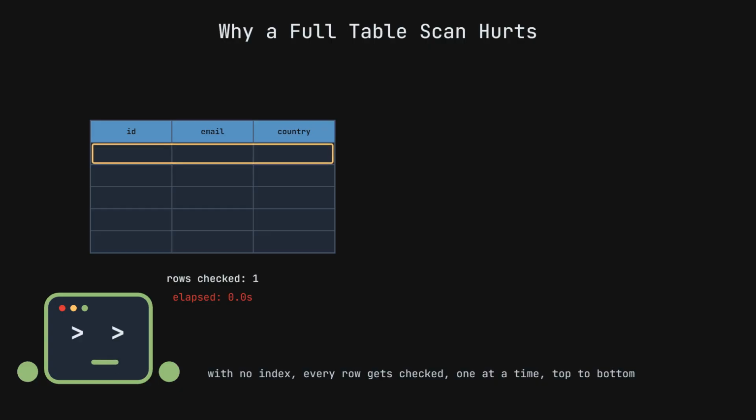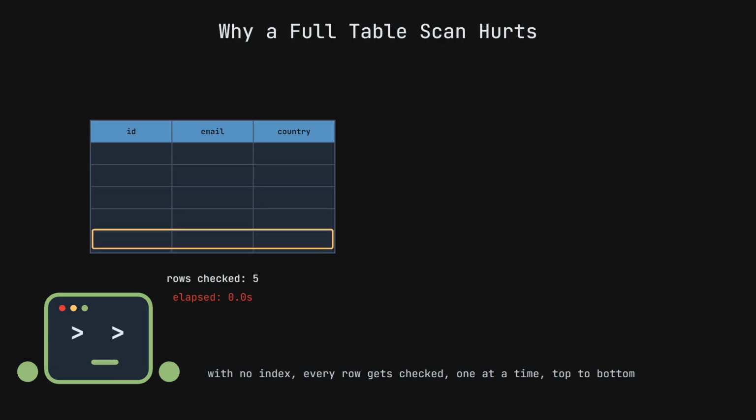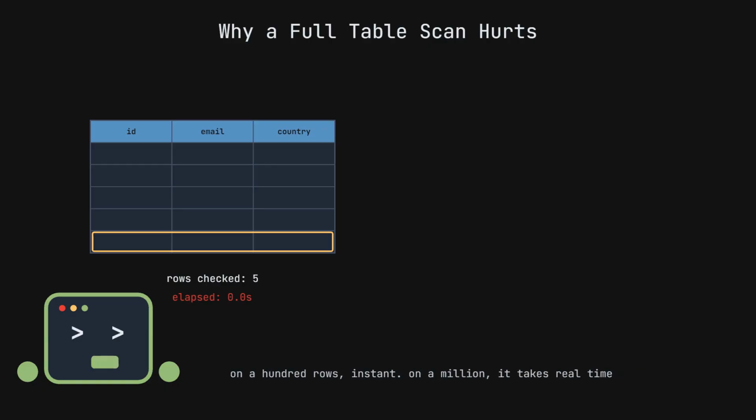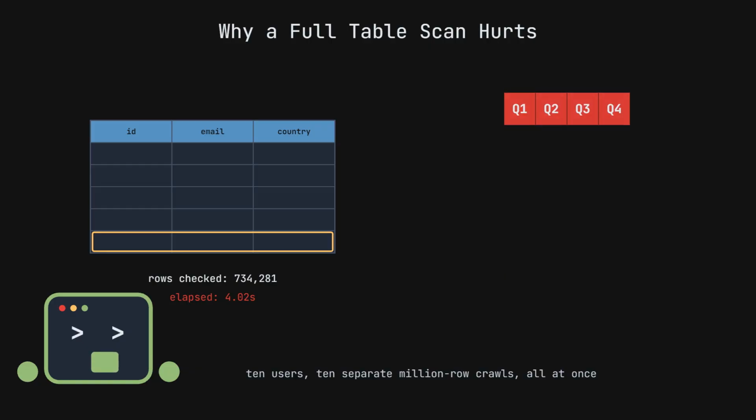With no index, the database has exactly one option. Check every row, one at a time, from the very first to the very last. On 100 rows, that's instant. On 1,000,000 rows, checking every single one takes real, measurable time. And it gets worse under load. 10 users running that same query means 10 separate million-row crawls all at once.